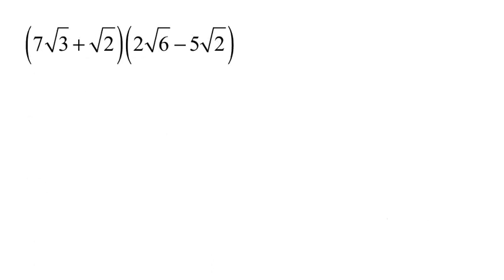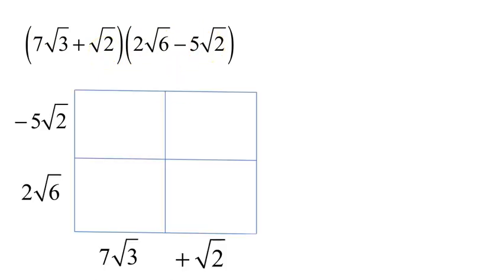So we're going to continue our discussion on multiplication, although this time we're going to go to a binomial looking thing. 7 root 3 plus root 2 times 2 root 6 minus 5 root 2. We can distribute 7 root 3 times 2 root 6 minus 7 root 3 times 5 root 2 plus root 2 times 2 root 6 plus root 2 times negative 5 root 2. I'm going to use this to make sure I hit all of the products.